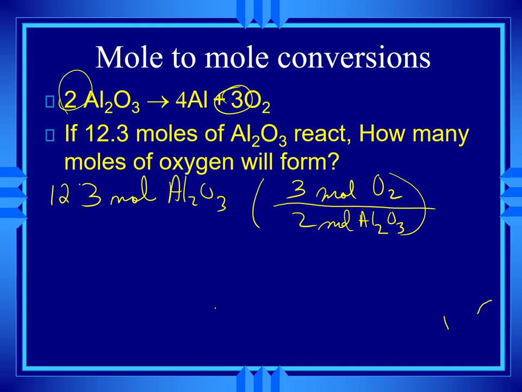So push some buttons. 12.3 times 3 divided by 2. I get 18.45. I had 3 sig figs in 12.3. What about the 2 and the 3? Is there only 1 sig fig there? You get those by counting, don't you? They're whole pieces, so those are unlimited. So that gives me 3, unlimited, and unlimited. So that is 3, so 18.5 moles of oxygen.